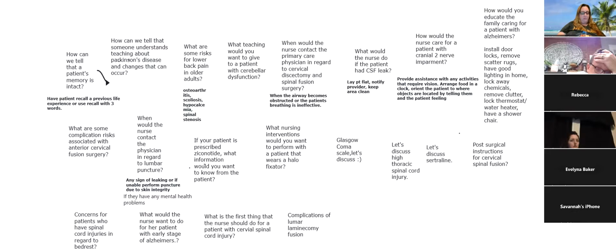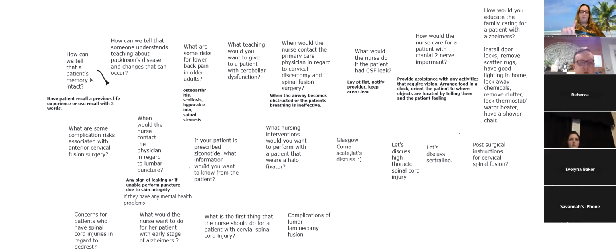So what are we worried about? We're worried about airway, of course. You said that. Are we also worried about dysphagia, right? So difficulty swallowing. What else? There's a lot of things that could be.